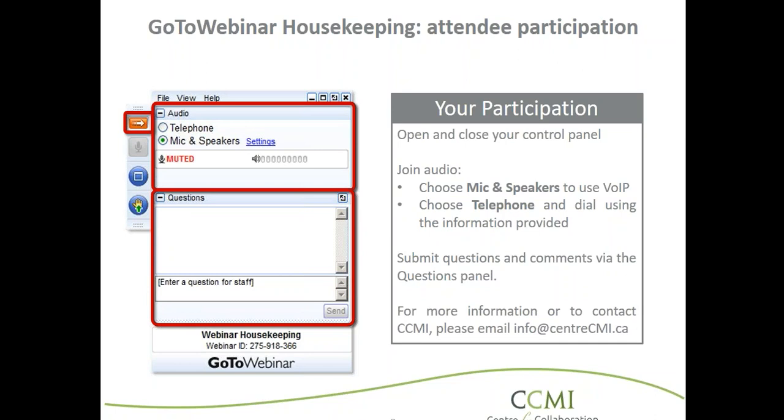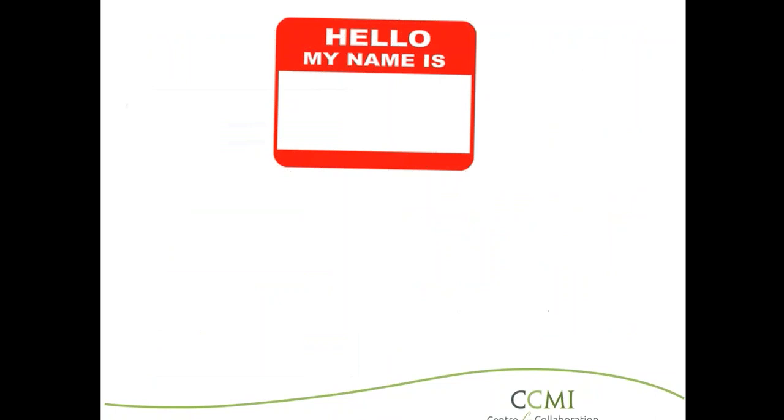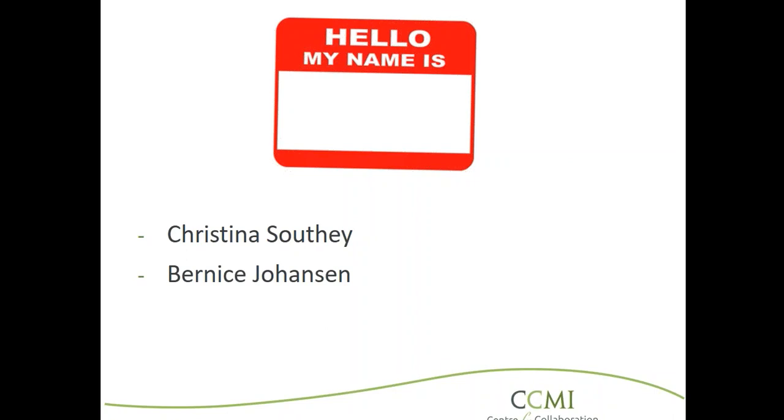Christina, go ahead. Thanks, Troy. So, hello everyone. As I said just a moment ago, my name is Christina Saudi. I'm a quality improvement advisor that's been working in BC for the last number of years, and I actually worked with CCMI since the first pilot of brief action planning back in, I think it might have been 2012, which is where I met Bernice. And Bernice, I will let you introduce yourself.